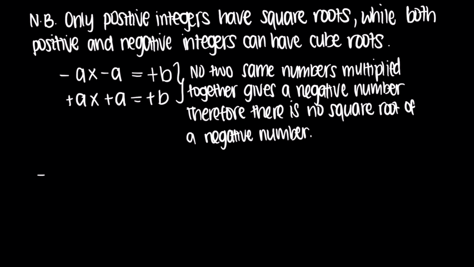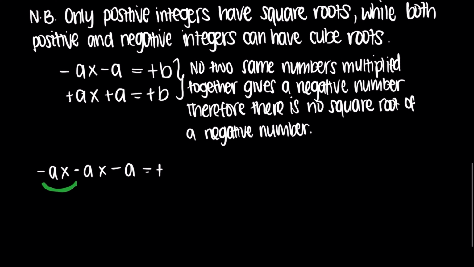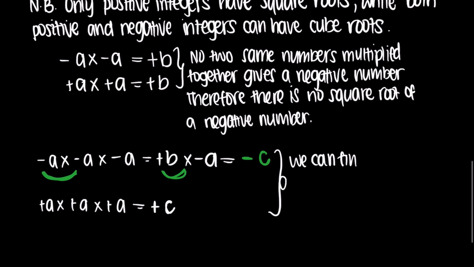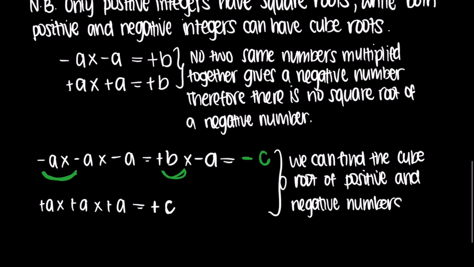Next, imagine we have a negative a multiplied by negative a multiplied by negative a, where negative a is any random negative number. The product of negative a multiplied by negative a, we already established, is a positive number. Let's call it positive b. Now, positive b multiplied by negative a is some negative number, since the product of a positive and a negative number is a negative number. Let's call this number negative c. Next, positive a multiplied by positive a multiplied by positive a, where positive a is a positive number. The product of positive numbers is always a positive number. Let's call it positive c. This means that we can find the cube root of positive and negative numbers.